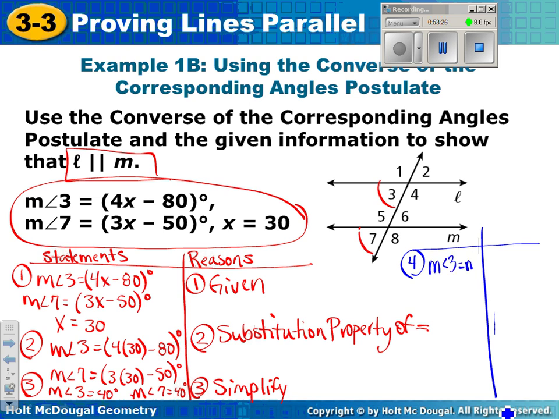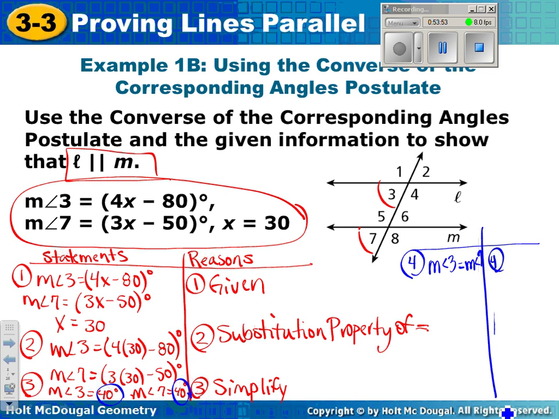Very good. Measure of angle 3 equals the measure of angle 7. What did we use to do that? Not definition. No. Not reflexive, but you're on the right track. Not symmetric. We didn't flip anything. Say it again. Transitive. Look at what we had. 3 is equal to 40. 7 is equal to 40.